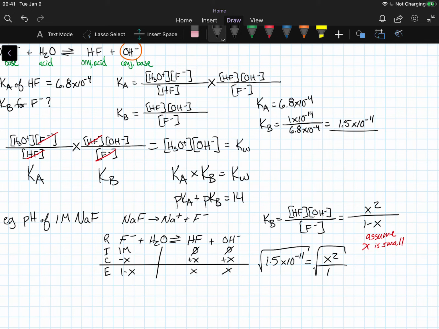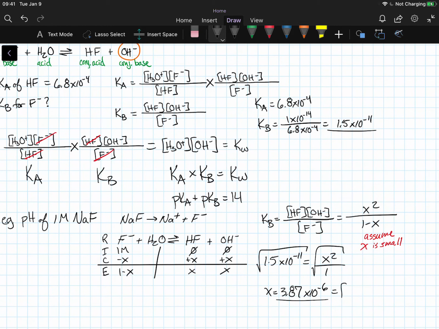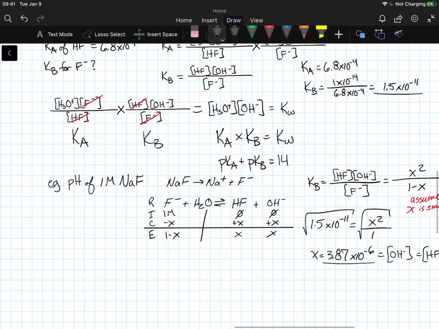And really quickly into the calculator, 1.5 to the negative 11th, and taking the square root of that, I get x is equal to 3.87 times 10 to the negative 6th. And again, remember that x in this case is equal to the concentration of hydroxide. It's also equal to the concentration of HF, but that's not the part we're interested in. I want to know the pH of this solution.